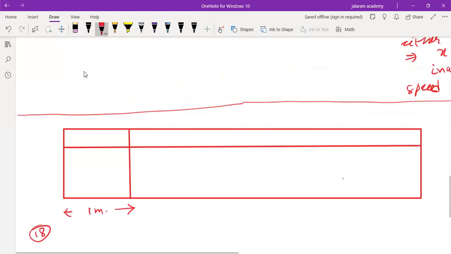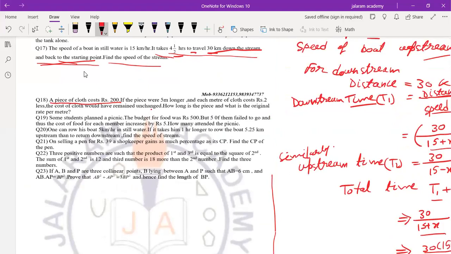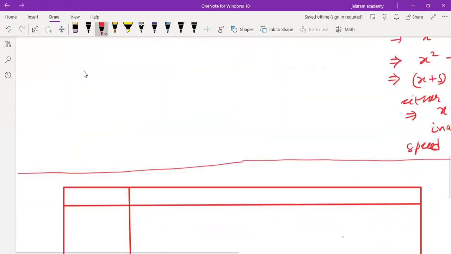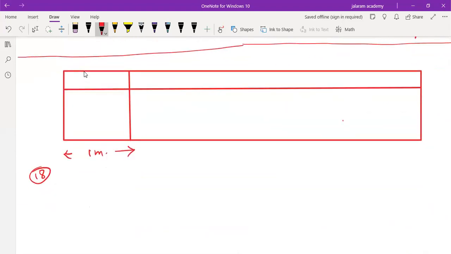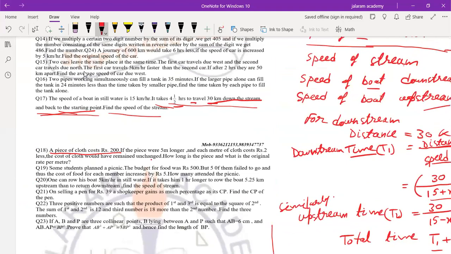That a piece of cloth cost rupees 200. If the piece were 5 meter longer, so total length of the cloth is not given. We can assume the total length of the cloth also, or the price of the cloth also. And each meter of cloth cost rupees 2 less. The cost of cloth would have remained unchanged. How long is the piece? And what is the original rate per meter? So two things are asked. Length of the piece and original cost per meter of the piece.